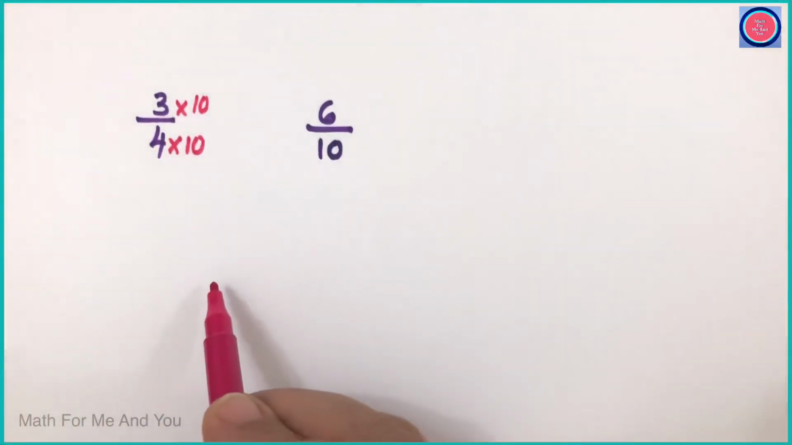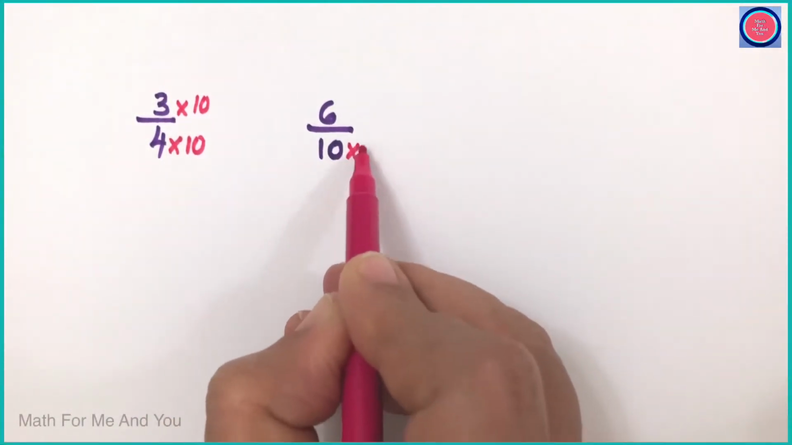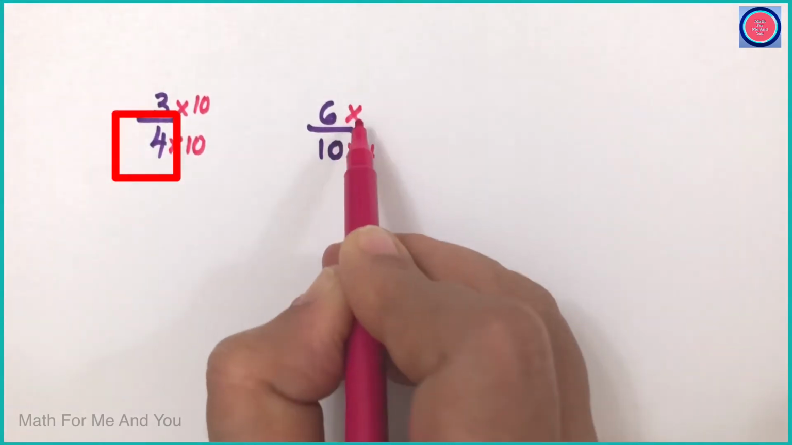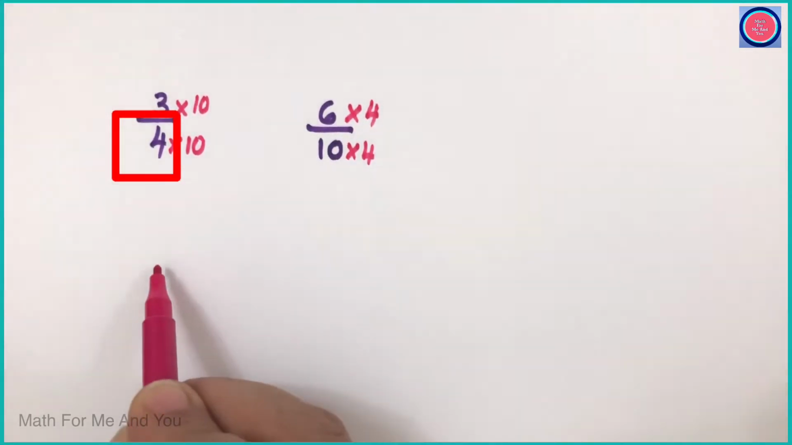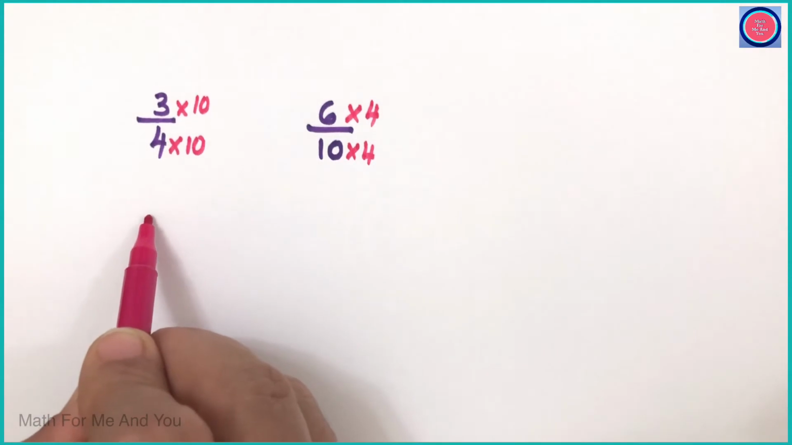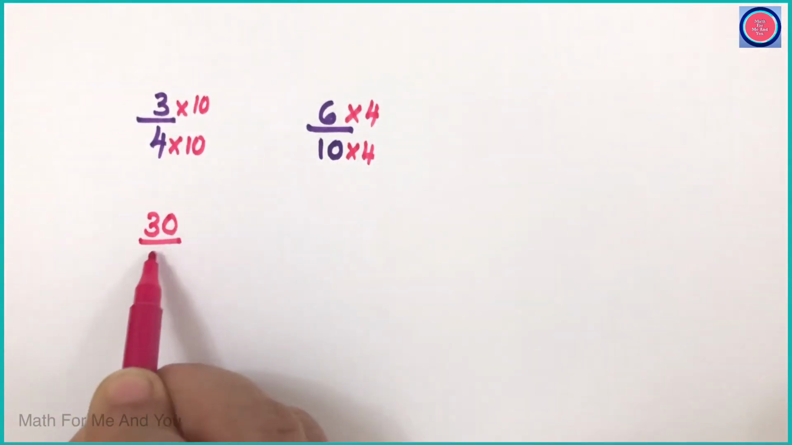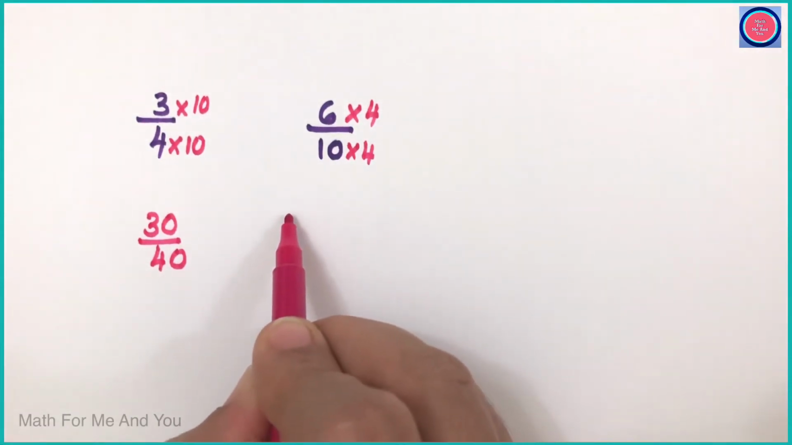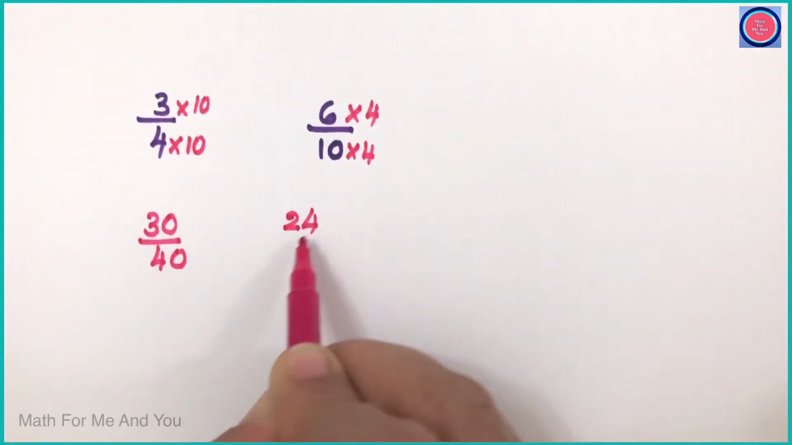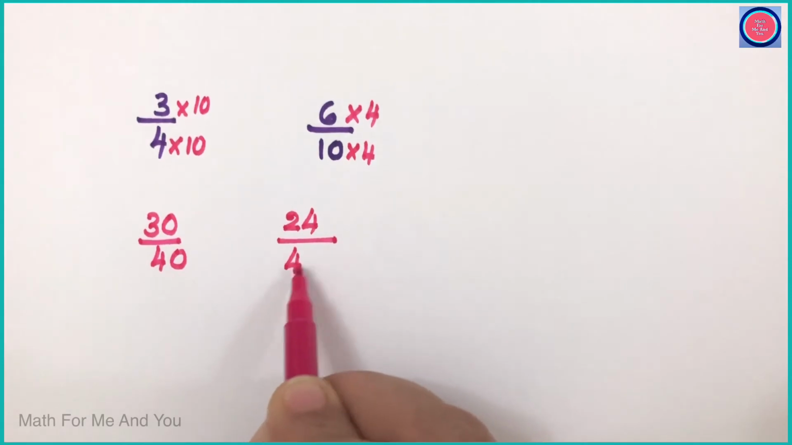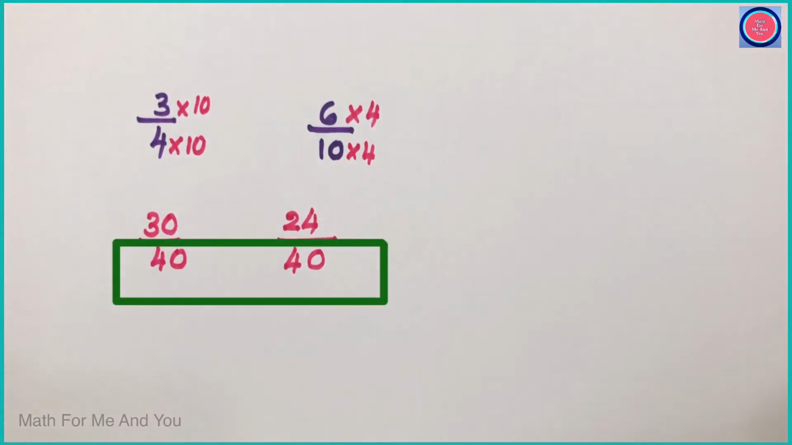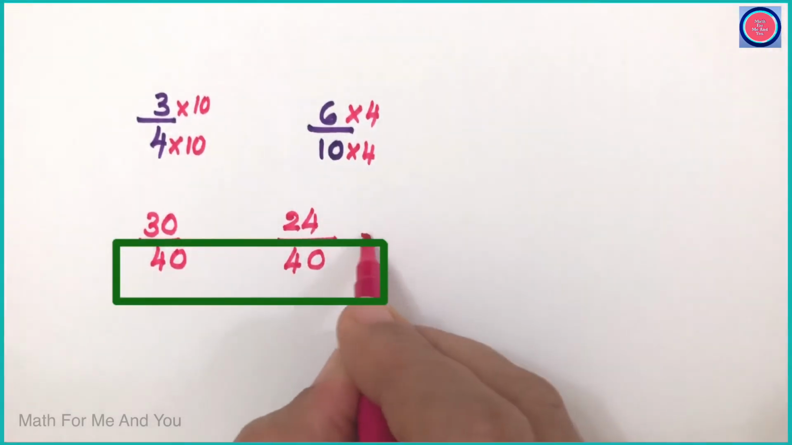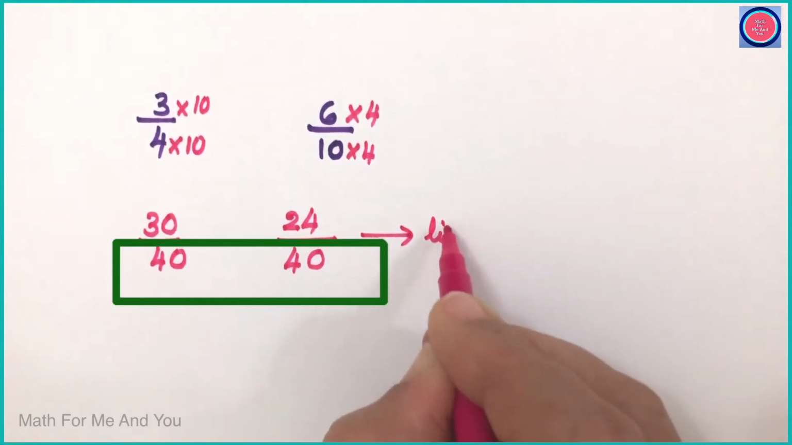Second fraction, what do we multiply numerator and denominator with? Yes, we multiply with the 4, the first denominator. Then both the fractions are changing. We can write the new value, 30 over 40. This is what the first fraction changed to, and the second fraction changed to 24 over 40. See the two fractions with the same denominator 40. That means we have changed them to like fractions.